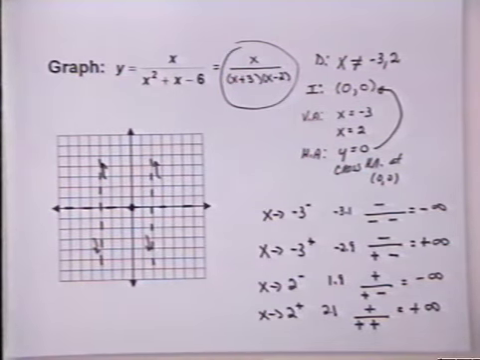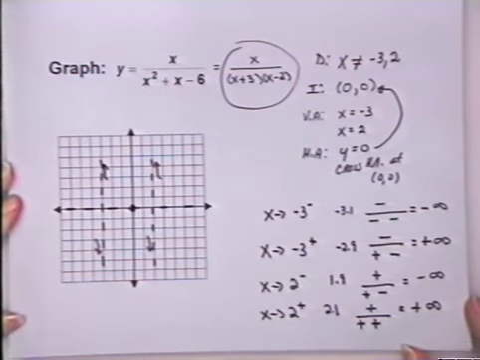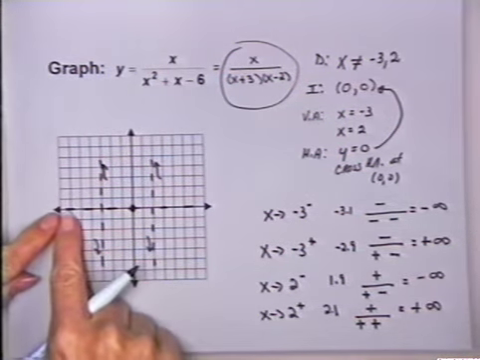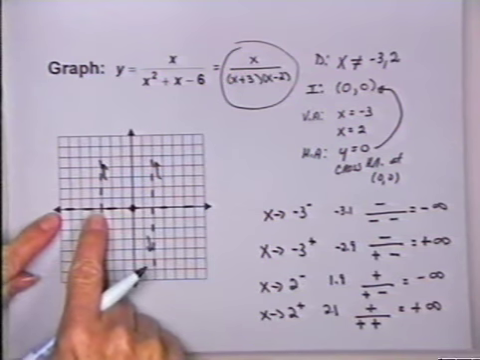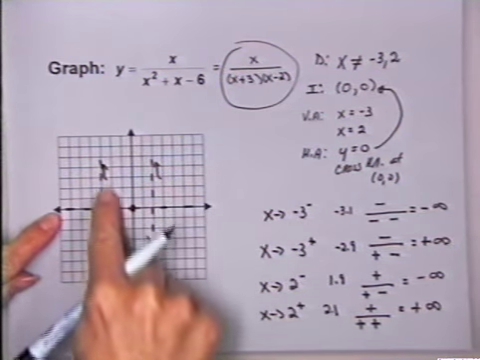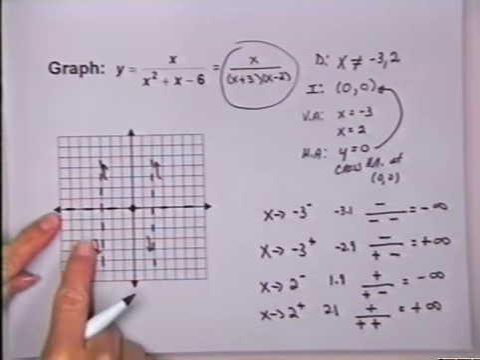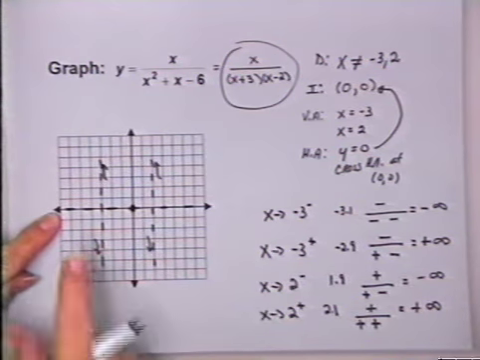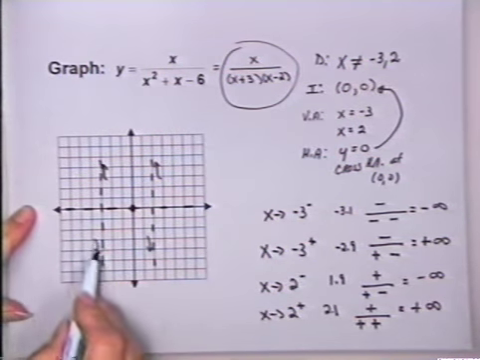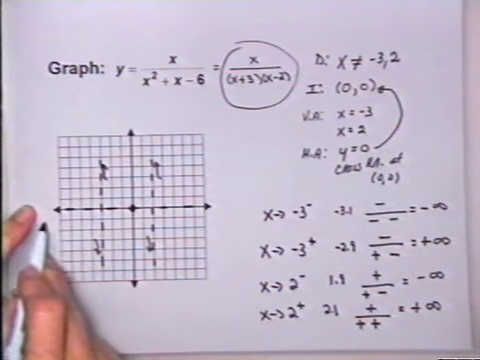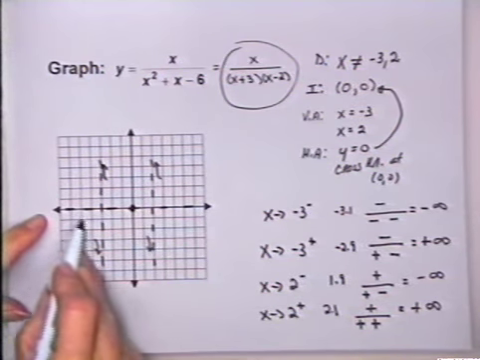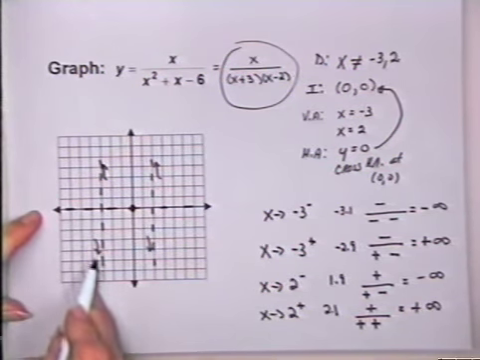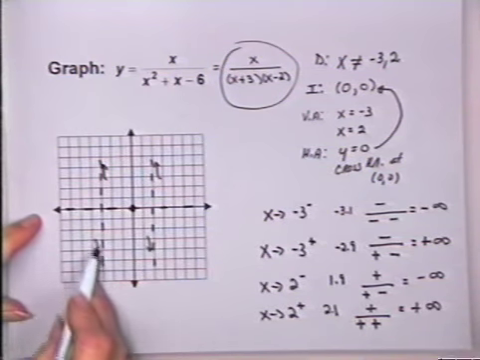Now, here's what I already know is happening. I can't cross this horizontal asymptote except here. I can't cross this vertical asymptote. I know my graph is coming down here. So I know my graph is going to be shaped like this over here, because I'm going to be approaching my horizontal asymptote and my vertical asymptote without crossing either one of those.